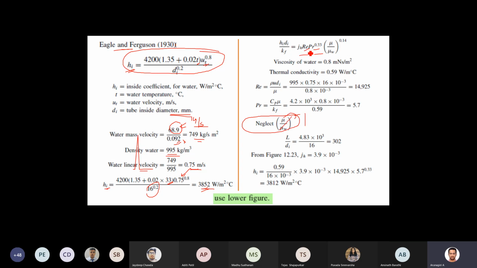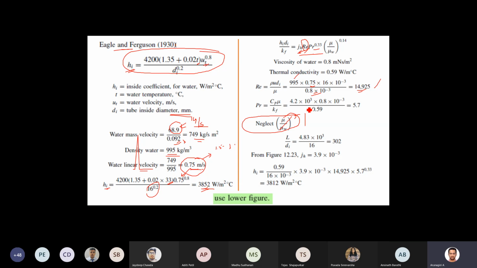So hi di by k is equal to JH, which you have to calculate. To calculate the JH, you need the Reynolds number. Reynolds number is d V rho by mu. Density is 995, velocity is 0.75. Anyway, this is on the lower side; for water it should be around 1.5 to 2.5 meters per second. Let's see what happened. So 0.75, d is 16 into 10 power minus 3, this is your viscosity. Calculate. This is more than 4000, so it's turbulent flow. So you can use this equation, the Cped equation. So that is also verified at this point.